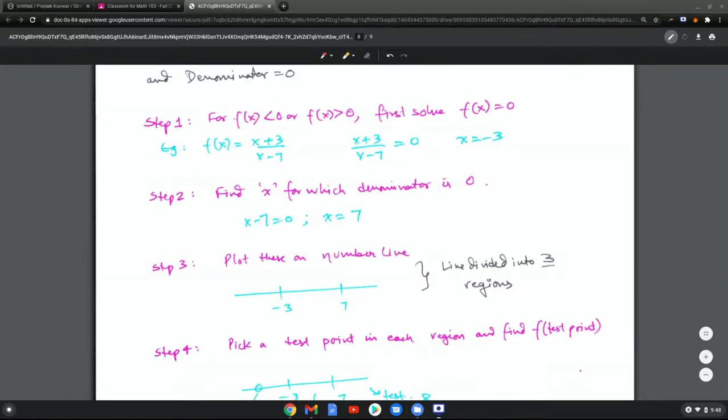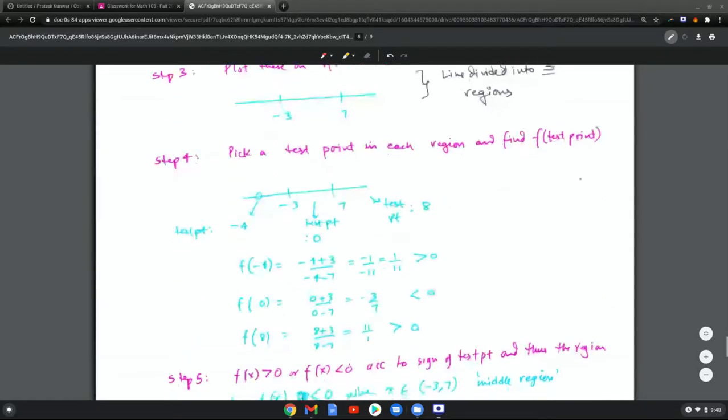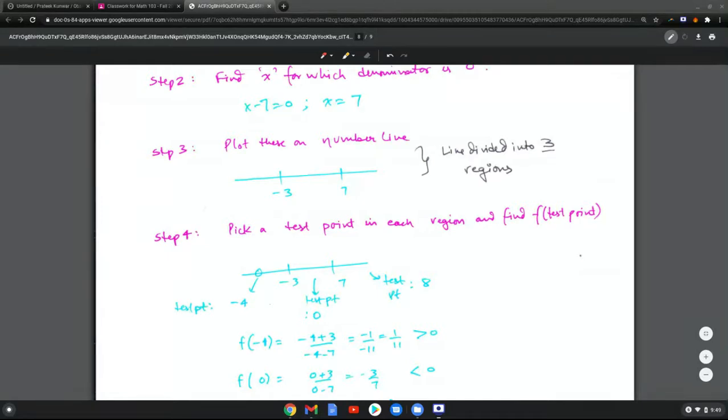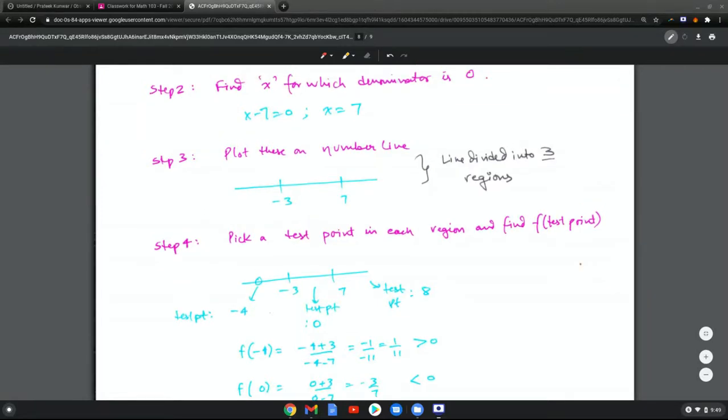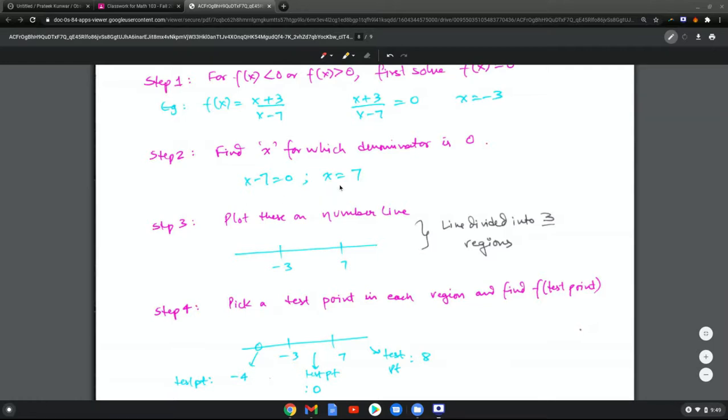Find x for which the denominator is 0 as well. Right, so find where numerator and denominator are both 0. This makes a line divide into 3 regions. You pick a test point, plug it in, find the sign, and you report the region. So it's exactly the same as polynomial. The only thing you have to be careful about is that the denominator cannot be 0, right? So no matter what, you can never include, for example, 7 in this case, because it's not even in the domain of the function.